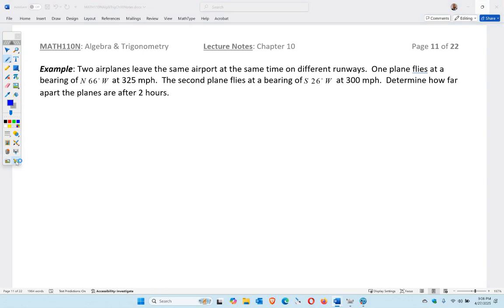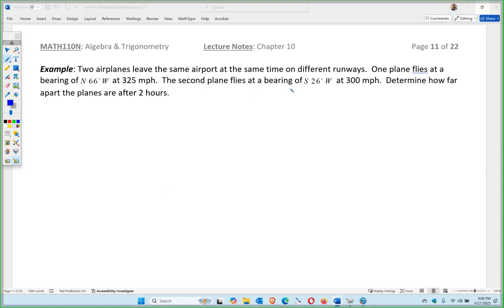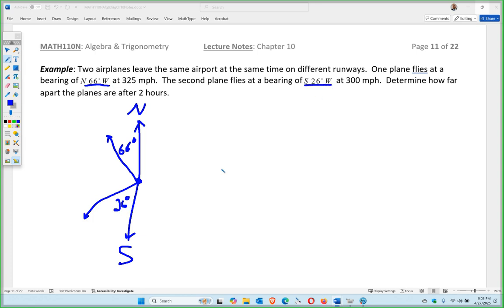Alright, so we have a couple planes leaving an airport. They're going northwest and southwest. I'll just draw a compass. Very poor compass, that's okay. I'll call this the airport here. One is going north, west, that's 66 degrees, right? West is always that way because this is north. And south from the same airport, one flies southwest, 26 degrees. Because the way you read these is 66 degrees west from north, 26 degrees west from south, basically.